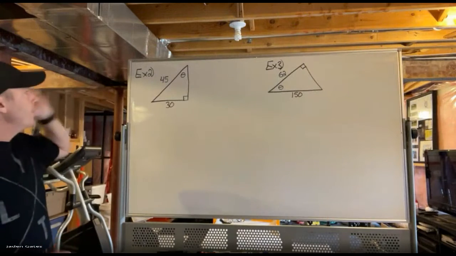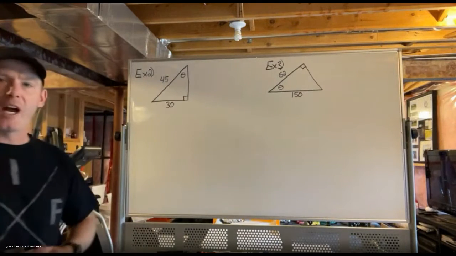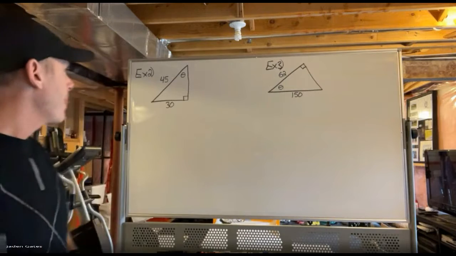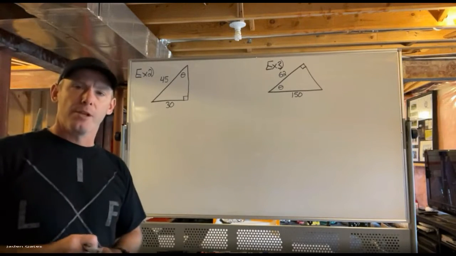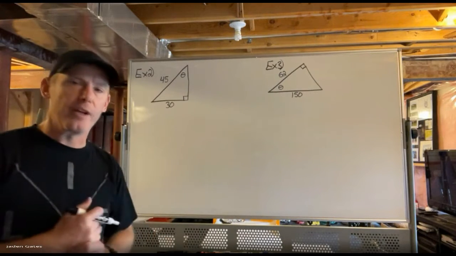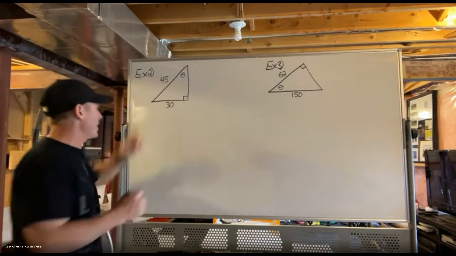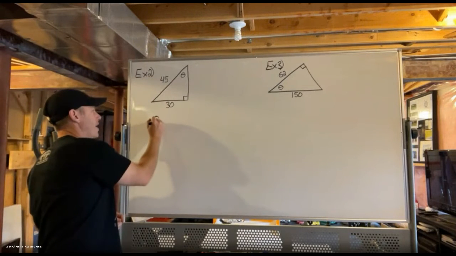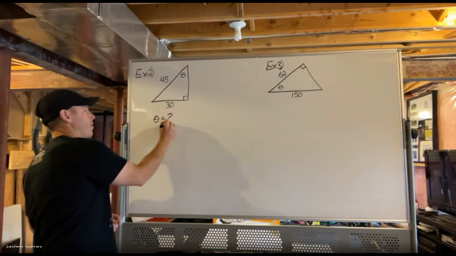So here we go, example number 2. Again, we are going to find theta, the angle. So again, I'm going to follow my steps. First step is write out my given information. Well, the easiest part is that I'm trying to find that theta. So there's a question mark.